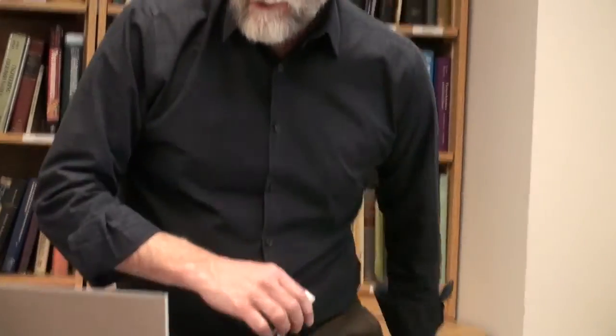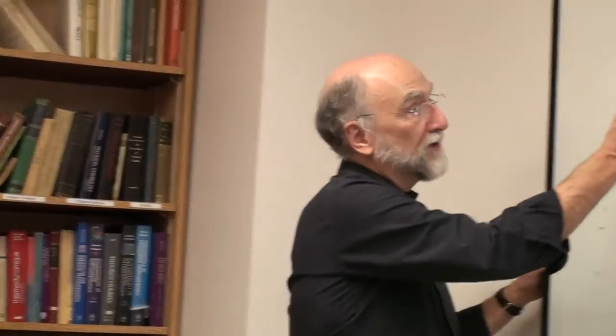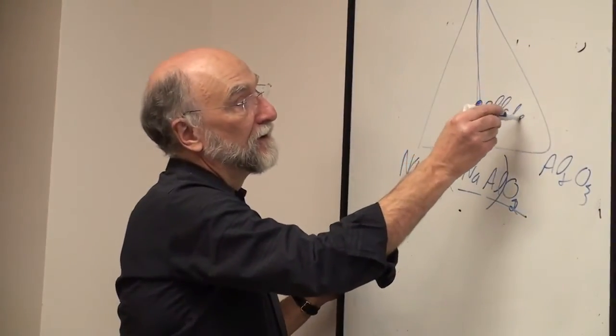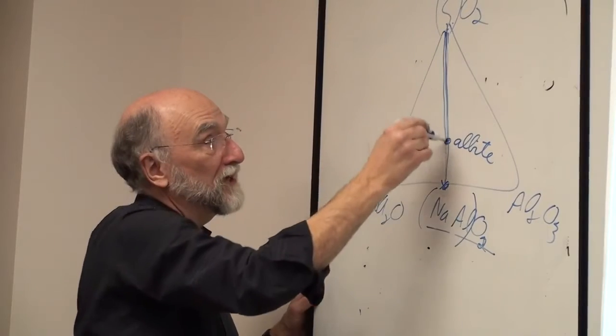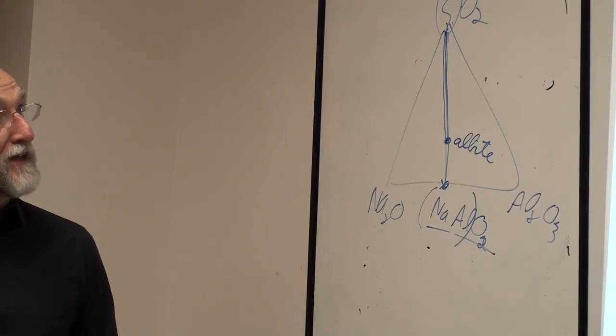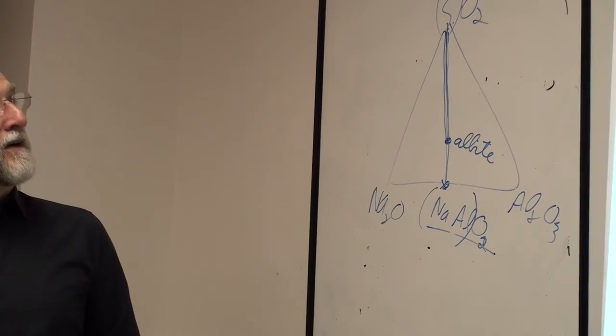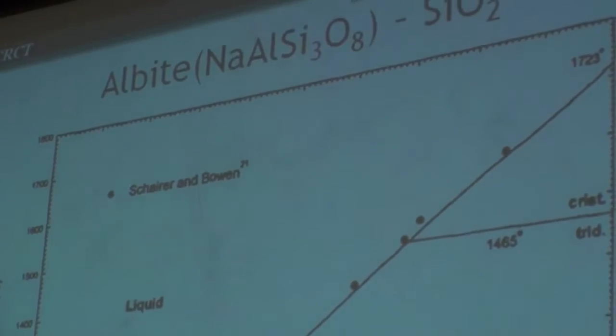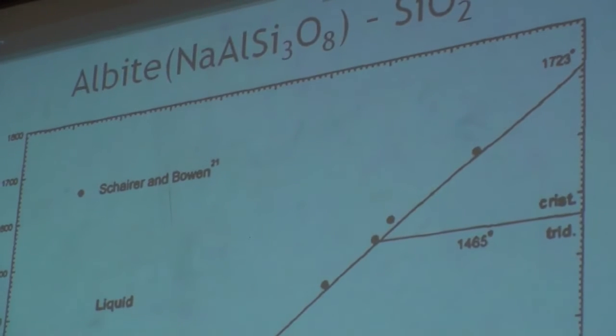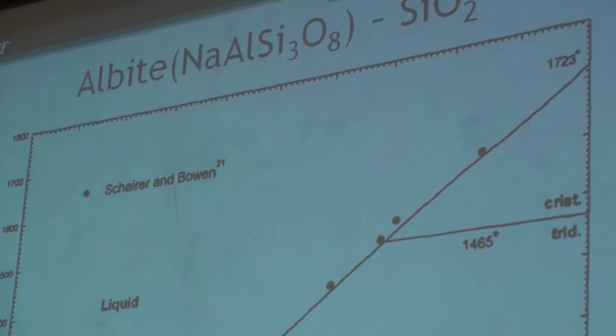This is actually going along this line. Albite is on this line here. I haven't gone all the way because there's no data down to here, but there's data along that line. That's NaAl. Am I right there? Do I have the right number of silicons?